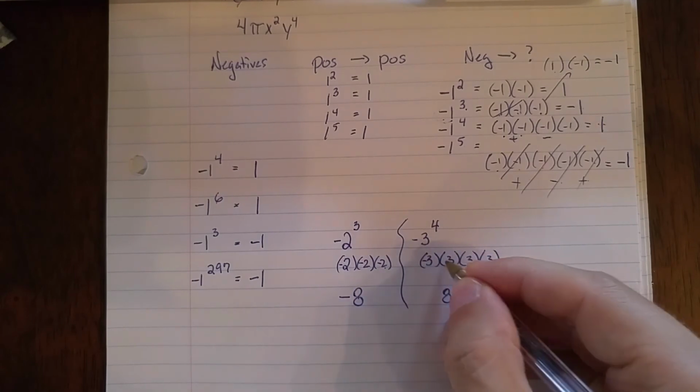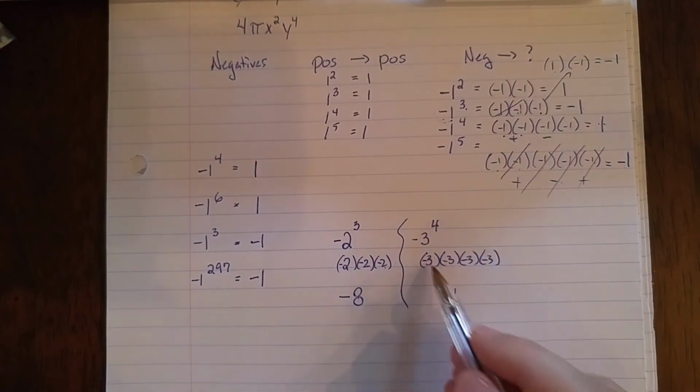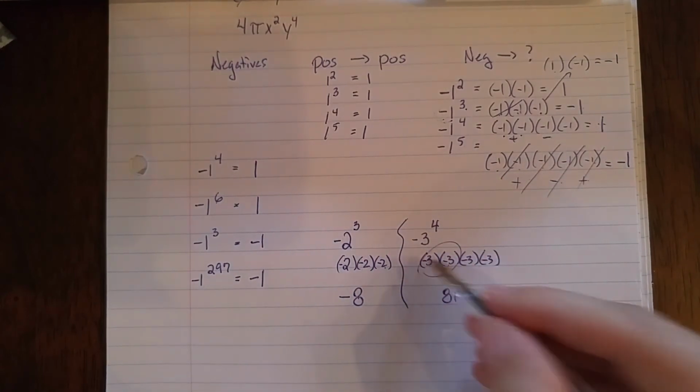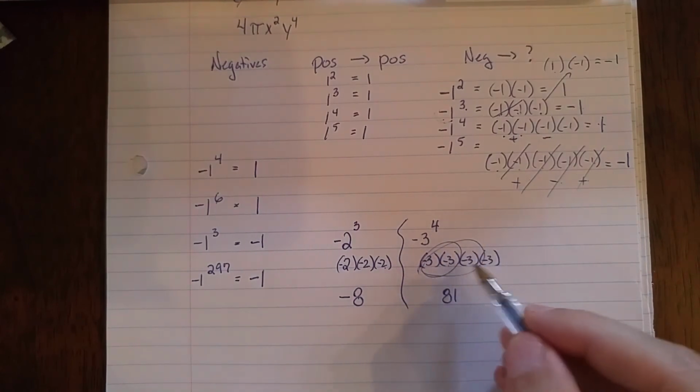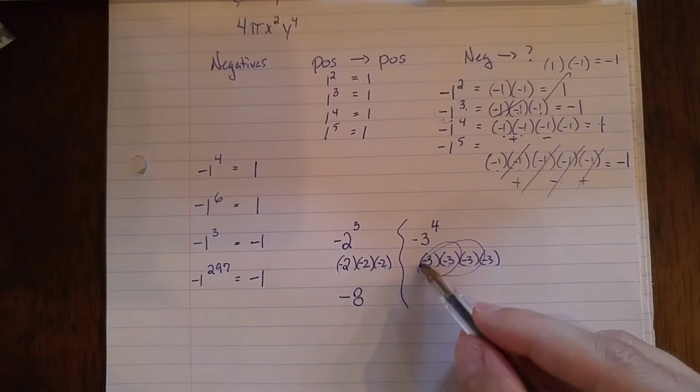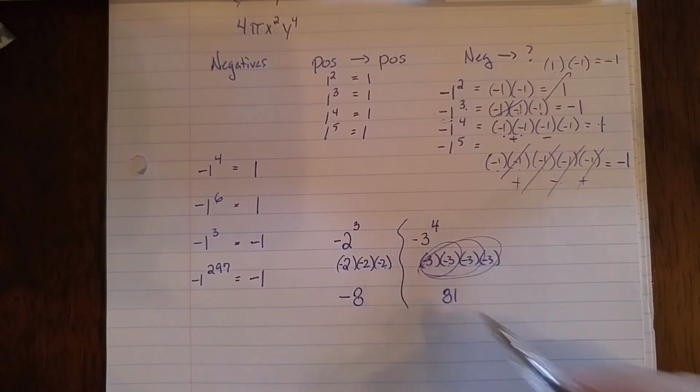Let's verify it. Negative times negative is a positive, so those two make a positive. Multiply it by this third one, positive times negative is a negative, and multiply it by the last one, negative times negative is a positive. So it verifies, it checks.